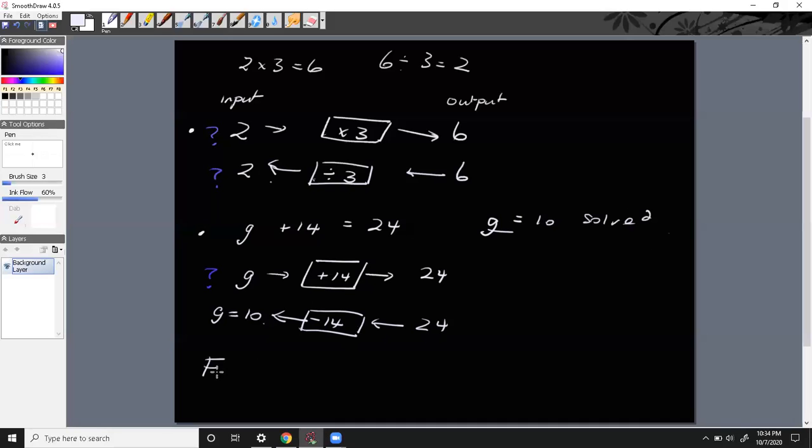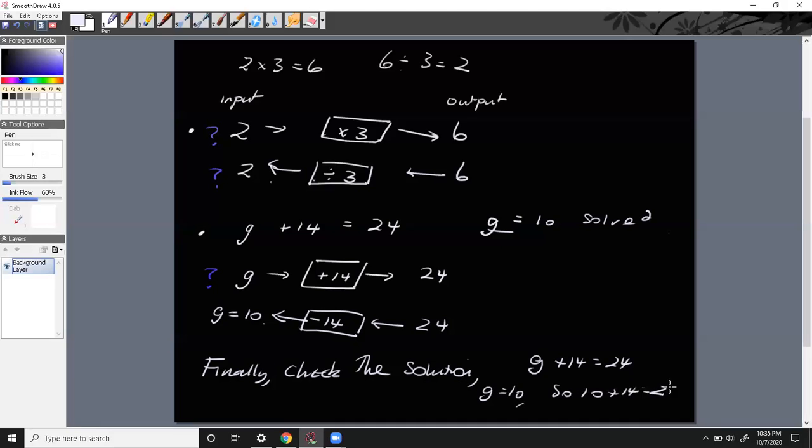Now finally, the nice thing about these is you can check your solution. So you have g plus 14 is equal to 24. You let g be equal to 10. So 10 plus 14 is 24. Is that true? Yes. So you have solved it correctly. So you can check your answers to these equations.